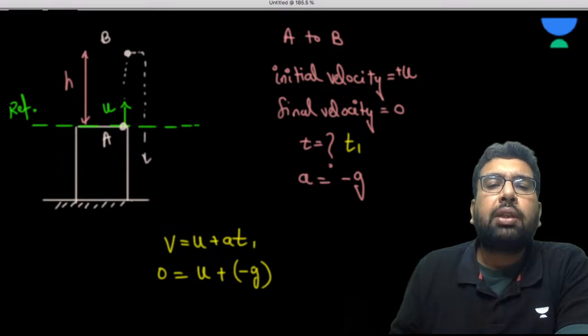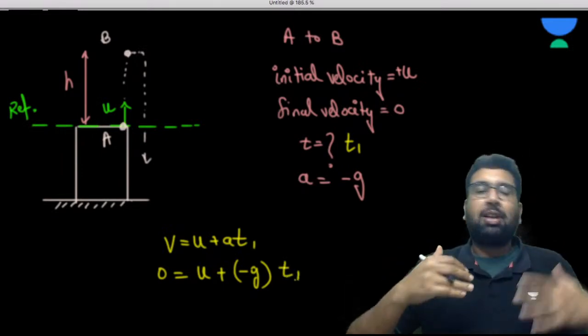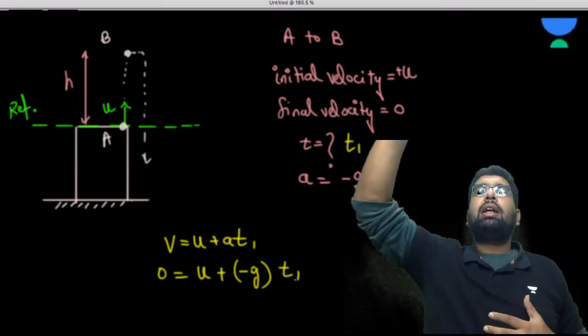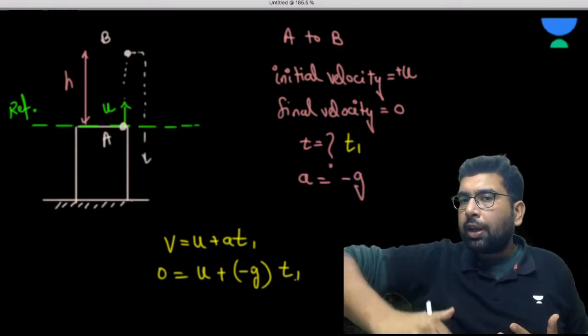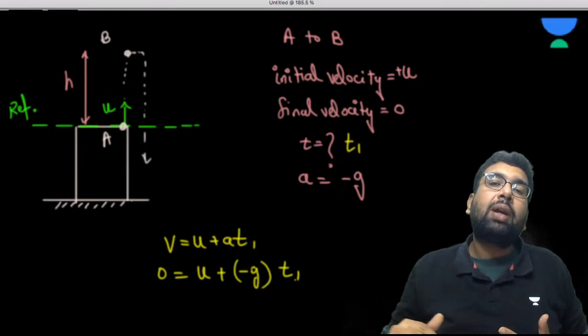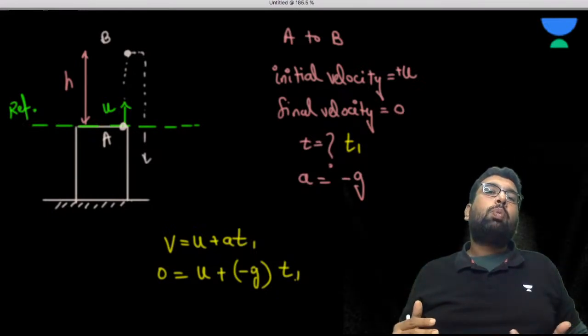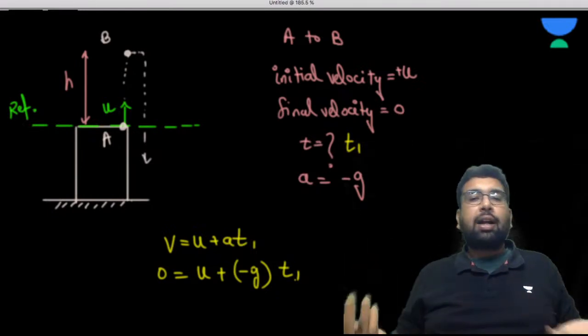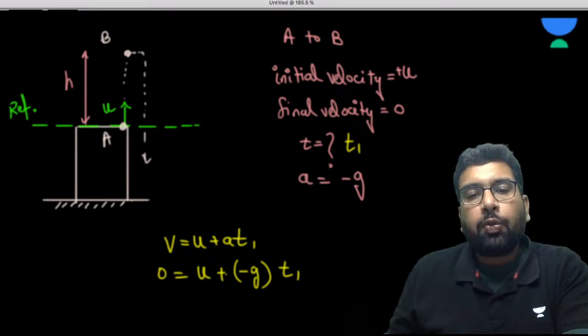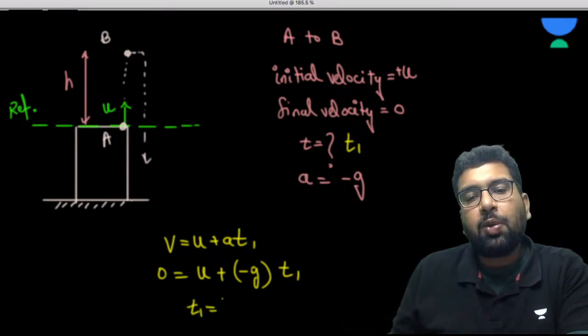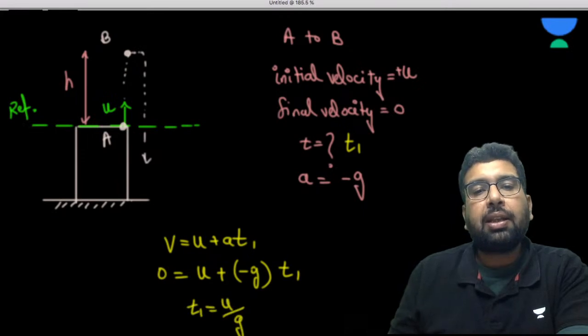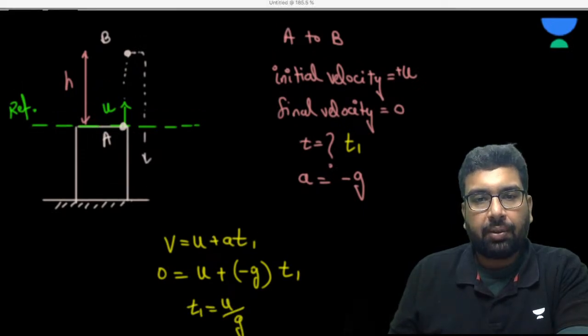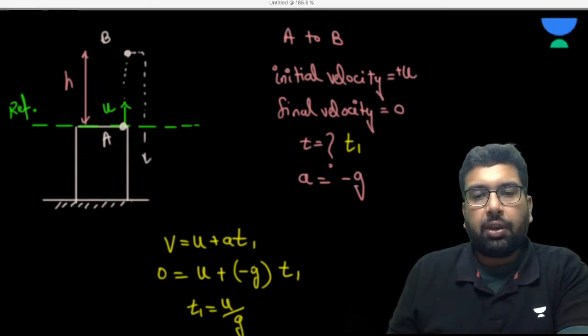Let's suppose this time is t1 because obviously it reaches some height. It took some time. Now it will take some time to get back to the original point of throwing the ball or to the ground. So let's call it t1. Now from here, t1 is equal to u upon g. Do you agree or not? Please answer me, beta. T1 is equal to u upon g.